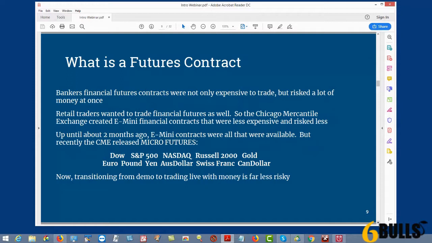availability for retail customers. So now when you're transitioning from demo with your strategy, when you're transitioning from demo to live account, now you can transition from demo to micros. Again, get your feet wet. If you lose a little money, you're not going to be losing your whole portfolio.